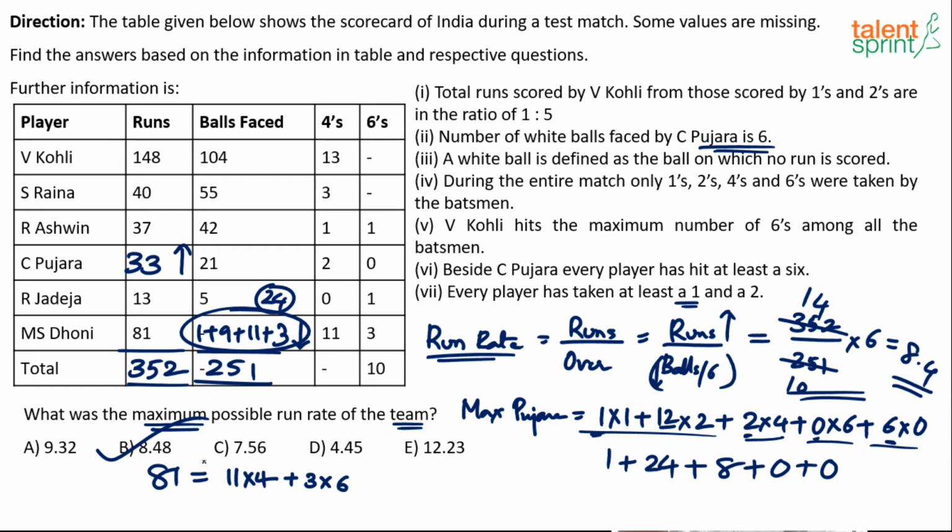So option B has to be the answer. Number of runs scored per ball into 6, so that gives the run rate of 8.4. Other options are definitely eliminated. All other options are far away from what could be the real answer. So option B, 8.48, is the final answer. And with that, we come to the end of this very interesting question.